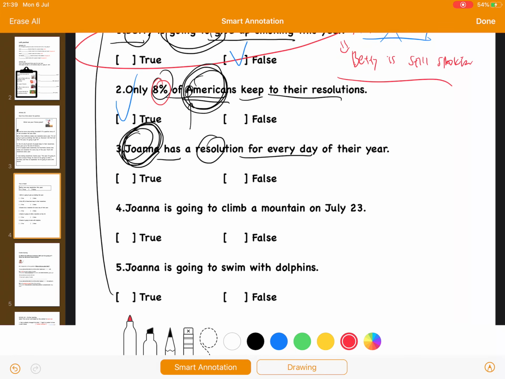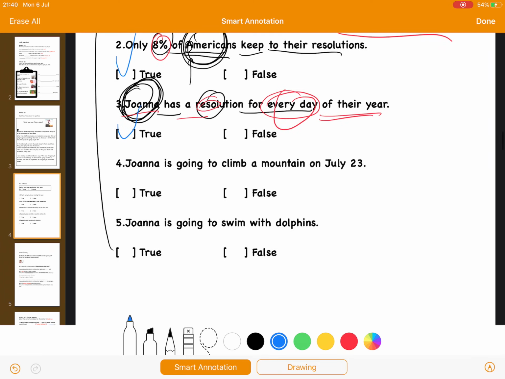So let's have a look again. Joanna has a resolution for every day of the year, which means she has 365 resolutions. So it means it's true. Okay, and now let's move on. Number 4.